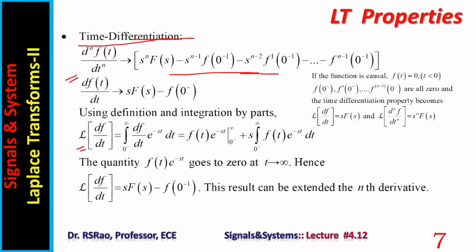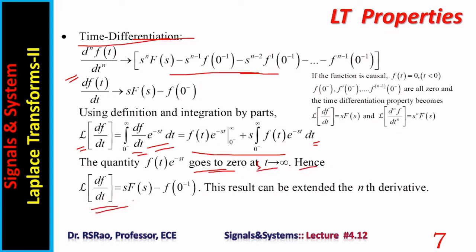Then we have its Laplace transform as integral 0 to infinity df by dt e power minus st dt. Integrating this relation by parts results in two terms. One term is f of t e power minus st, 0 to infinity. Another term is s into integral 0 to infinity f of t e power minus st dt. The quantity f of t e power minus st goes to 0 as t tends to infinity.